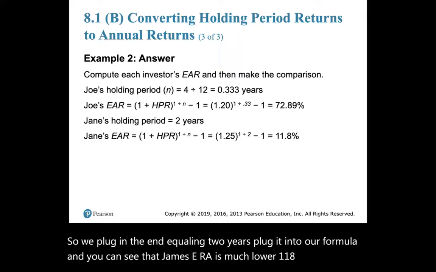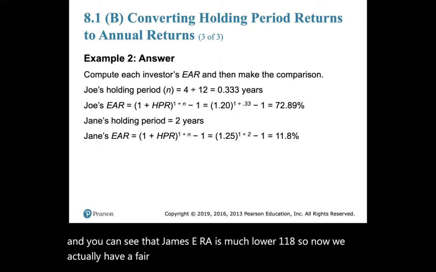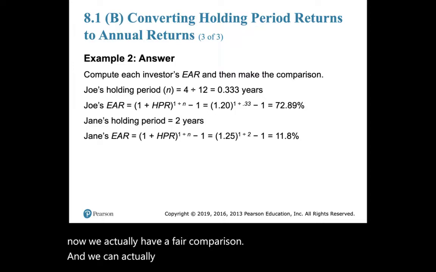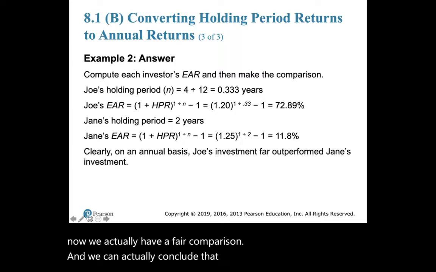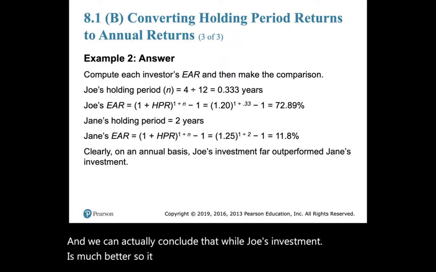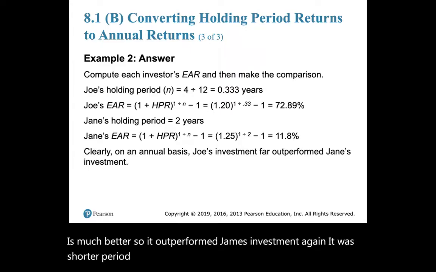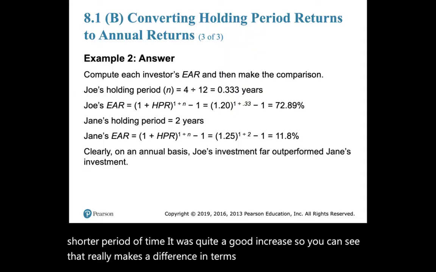So now we actually have a fair comparison, and we can conclude that Joe's investment is much better. It outperformed Jane's investment. Again, it was a shorter period of time, but it was quite a good increase. So you can see that really makes a difference in terms of calculating the effective annual rate.